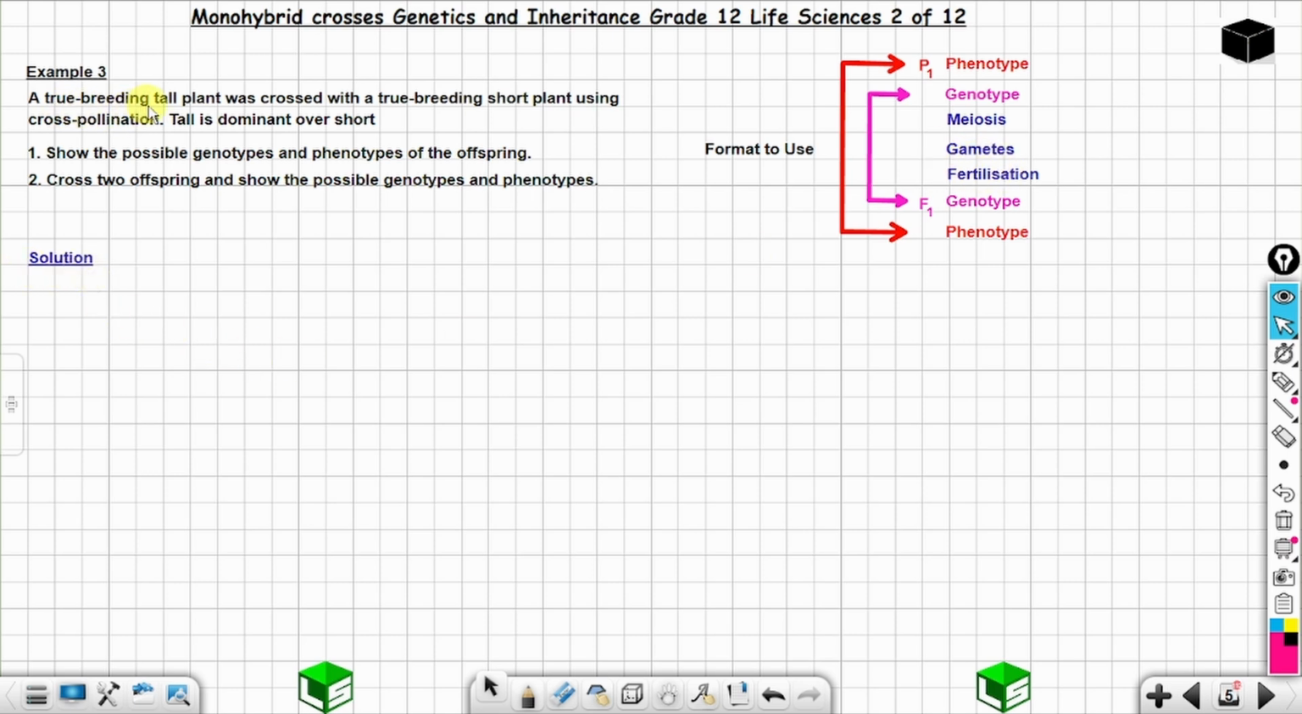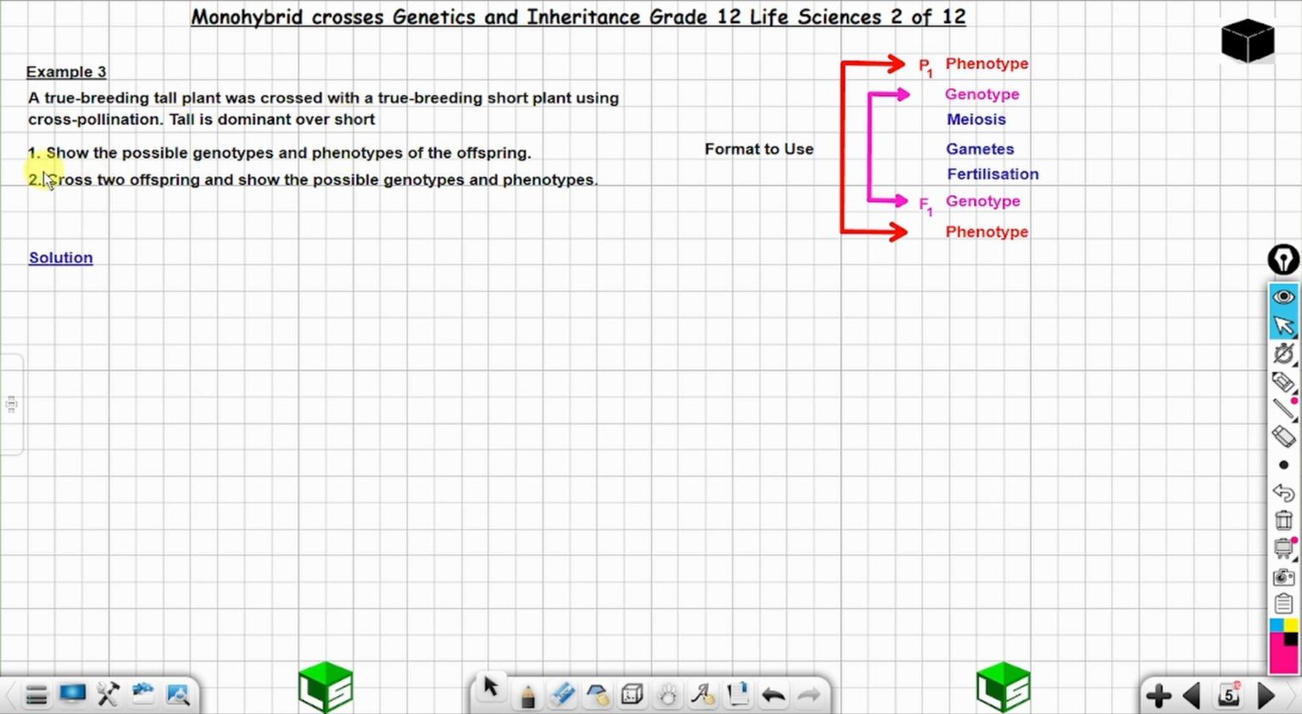Solution: a true breeding or a purebred, you have to understand that they are talking about a homozygous organism. So a true breeding tall plant was crossed with a true breeding short plant. You are not given the letters to use. When you are not given the letters to use, you can use your own letters. In this case, it is best to use the letter T because tall is dominant over short. You must use the same letter. We are going to use a capital letter T for tall and a lowercase t for short.